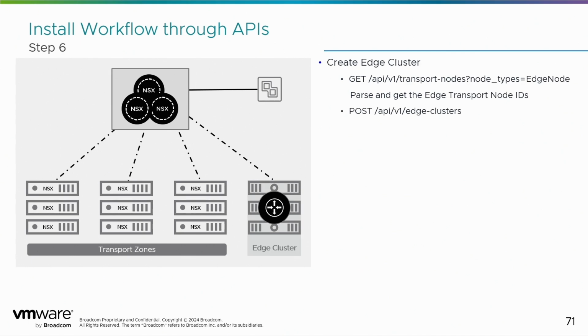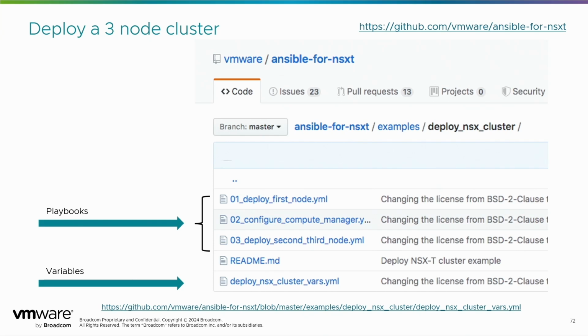And then in step 6, we finally create the edge cluster, which we'll associate the edges to, and we get the information about the edge transport node IDs and include those in creating the edge cluster so that they are associated with it. You can see this example in our playbooks and our variables. We have a YAML file, we have a GitHub that's posted, the link is above, and you can check out exactly how this is done and do it in your own lab.